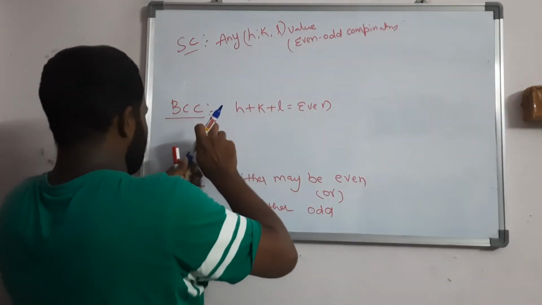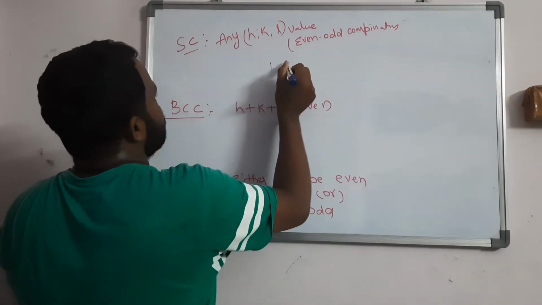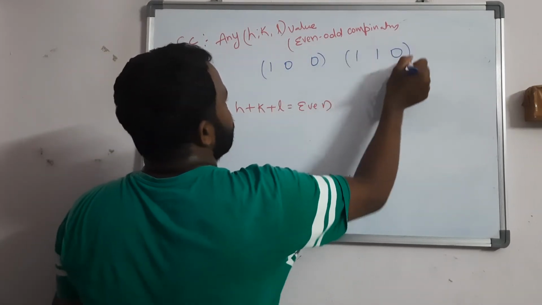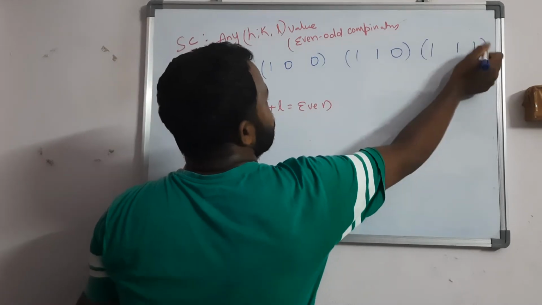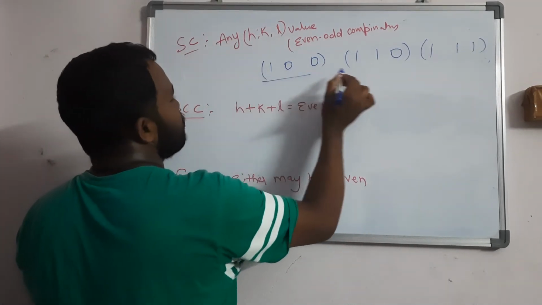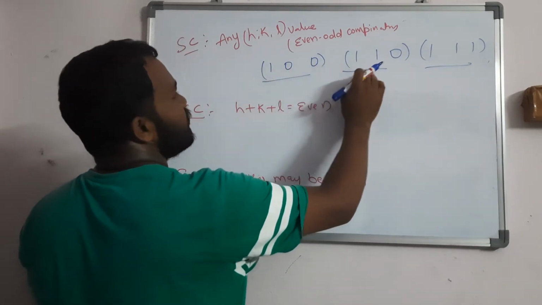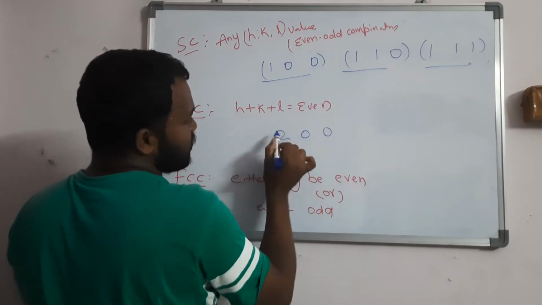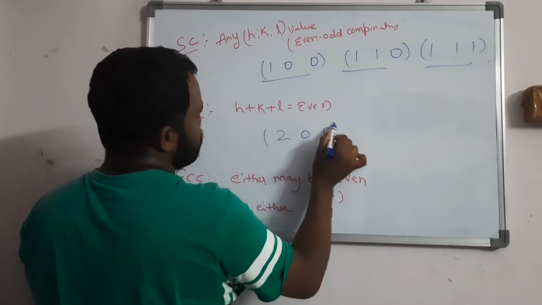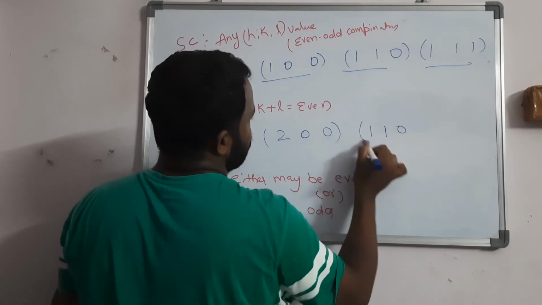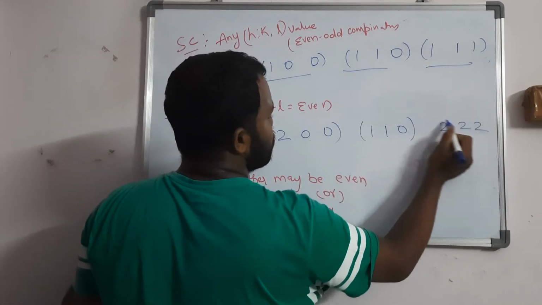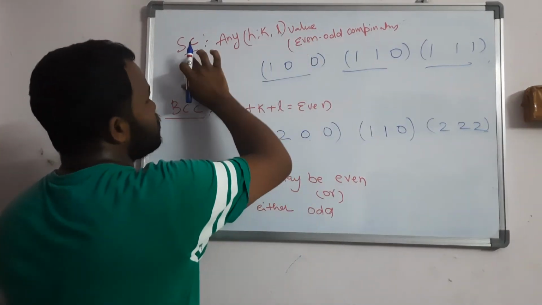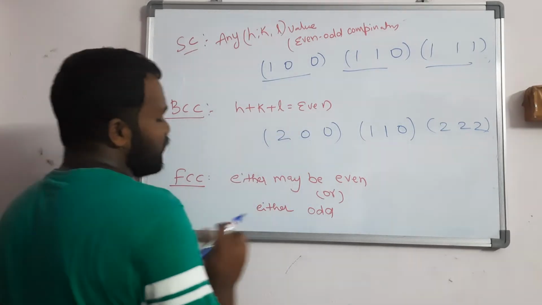If I take any combinations like 1, 0, 0, this is the plane, 110, this is the plane, I am going to take 111, any value. So this belongs to simple cube only: 100, 110, 111. For BCC, the sum should be even: 200, 110, you can take any value, 222. This is 2 plus 2 plus 2 is 6, and 6 is an even number. So this is simple cube, this is BCC, and FCC I am going to discuss.